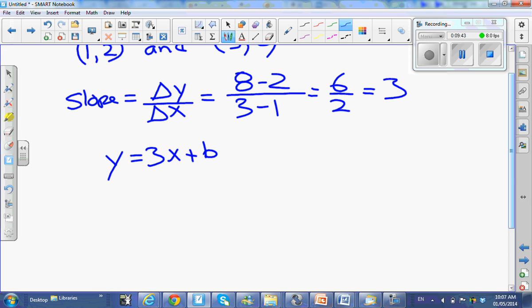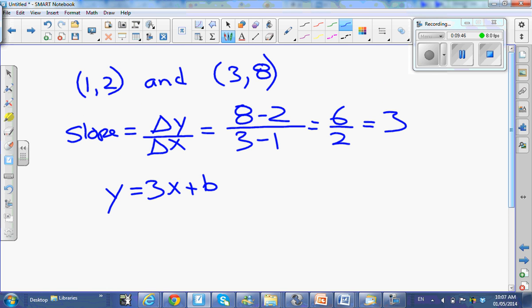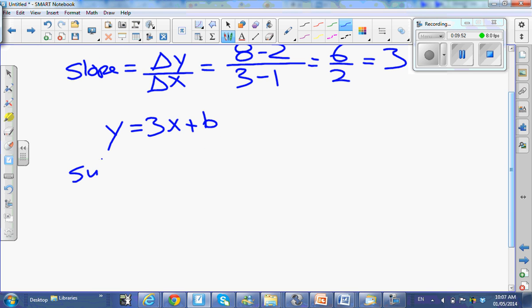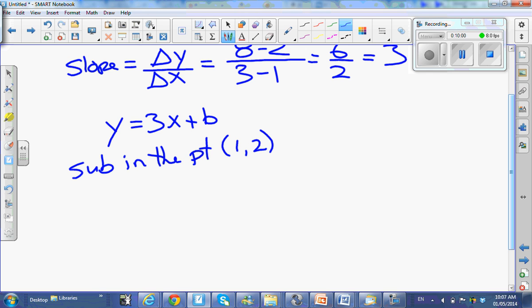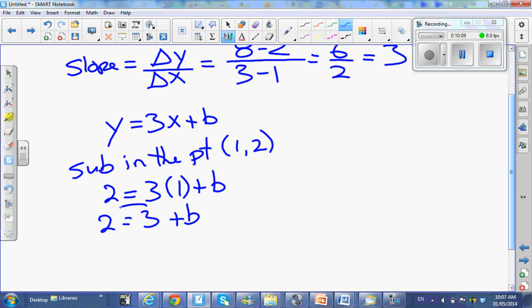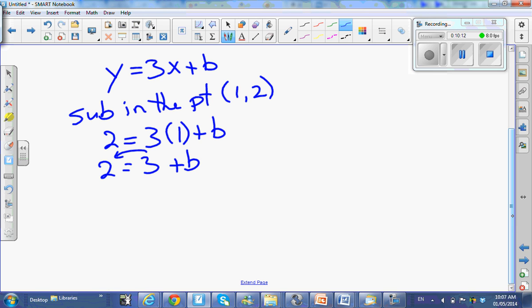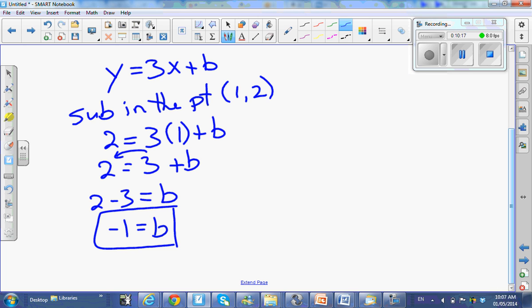However, I don't have my b value. To find the b value, we can plug in either the 1, 2 or the 3, 8 and solve for b to find out what that would be. So we're going to plug in the point. I don't know if one's nicer than the other. Maybe the first one will go with smaller numbers. 1, 2, and then I get 2 equals 3 times 1 plus b. Solving equations again, I get 2 equals 3 plus b. Subtract 3 from both sides, we get 2 minus 3 equals b, and b equals -1. Therefore, y equals, again, my m was 3, x, and it's going to be -1.